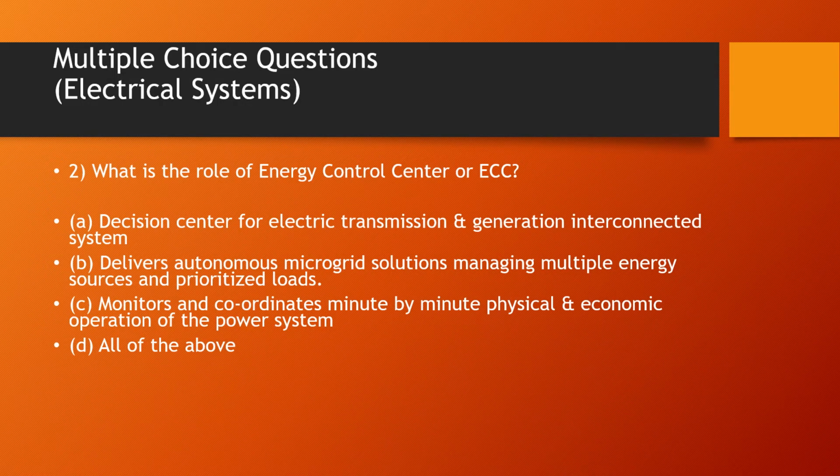Now coming to the next question, what is the role of Energy Control Center or ECC? Option A is Decision Center for Electric Transmission and Generation Interconnected System. Option B is delivers autonomous microgrid solutions managing multiple energy sources and prioritized loads. Option C is monitors and coordinates minute by minute physical and economic operation of the power system. And option D is all of the above. And the answer to this question is option D, that is all of the above.